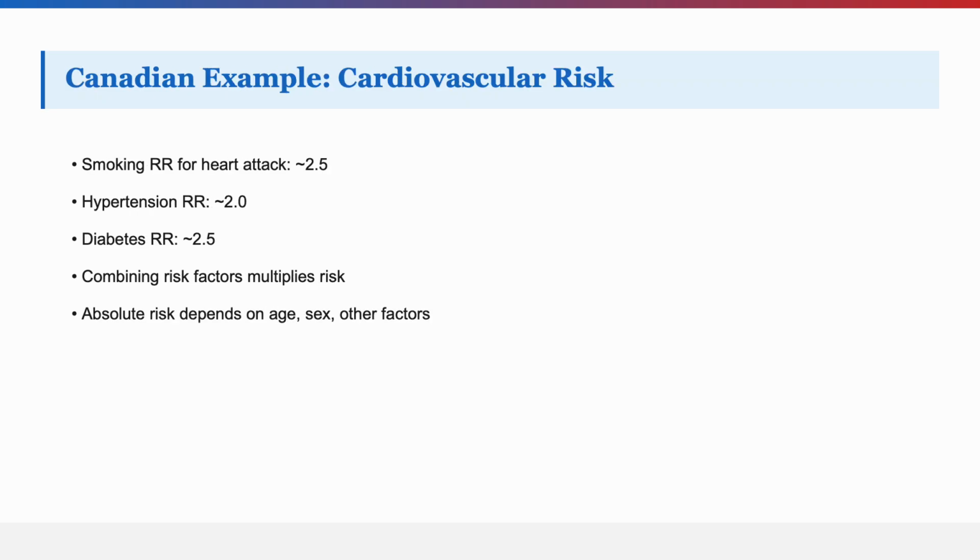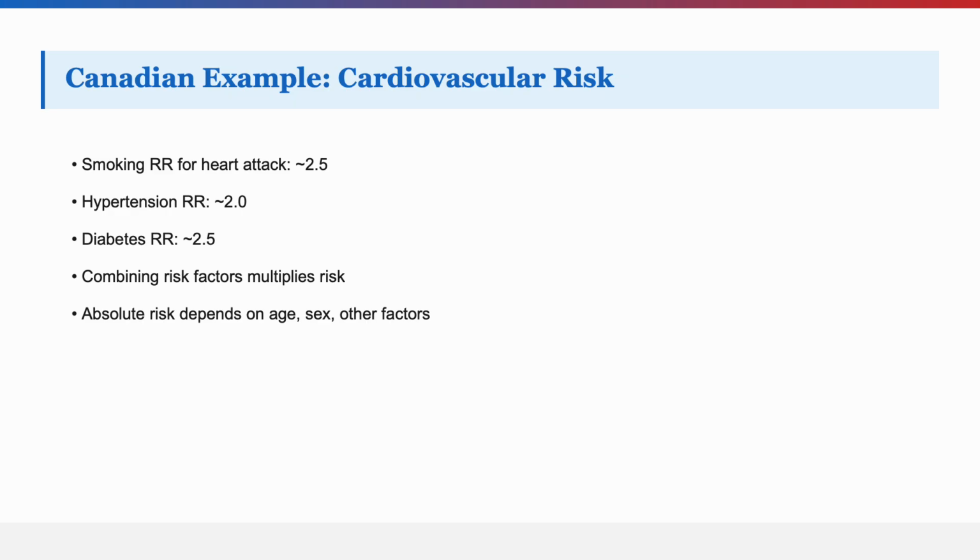Let me apply these concepts to cardiovascular disease using Canadian data. Smoking roughly doubles to triples cardiovascular risk, let's say RR of 2.5. Hypertension has RR around 2.0. Diabetes also around 2.5. Each is a significant risk factor. When people have multiple risk factors, the risks often multiply. Someone with all three might have RR approaching 2.5 times 2.0 times 2.5, which is equal to 12.5, compared to someone with none. This is why risk calculators include multiple factors.